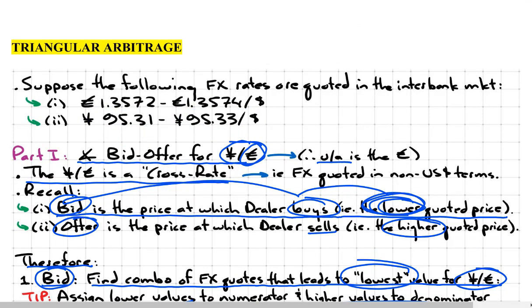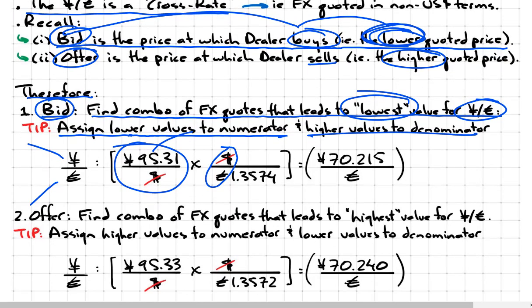Here it is. Here's the dollar to euro. There's two quotes. There's that and there's that. But you said make the denominator as high as possible. So we're going to select 1.3574. And that's exactly what I have done here.